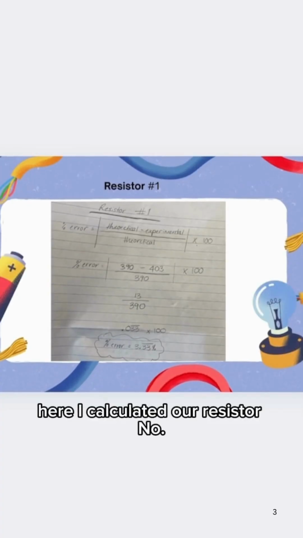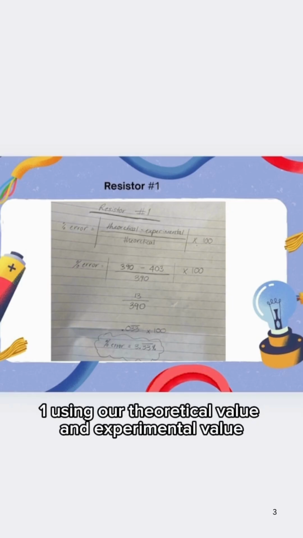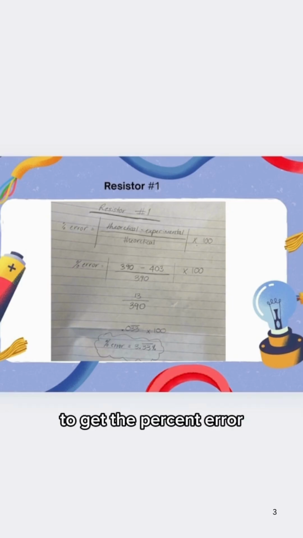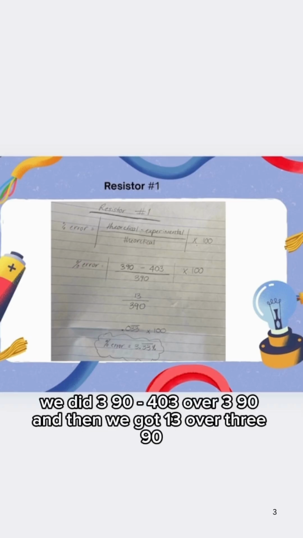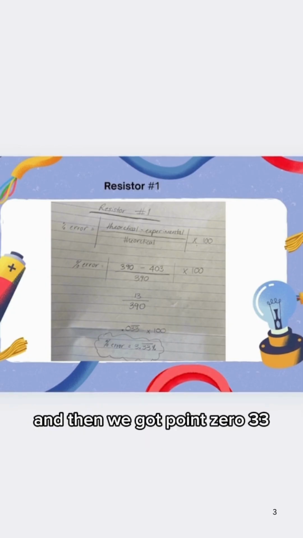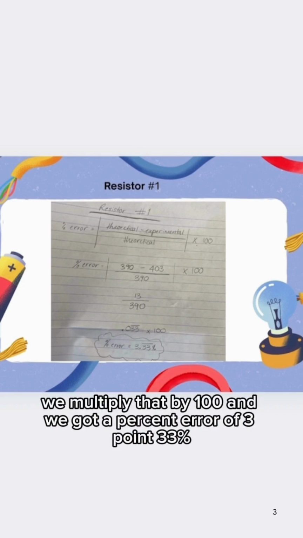Here I calculated our resistor number 1 using our theoretical value and experimental value to get the percent error. We did 390 minus 403 over 390, and then we got 13 over 390, and then we got 0.033. We multiplied that by 100, and we got a percent error of 3.33%.